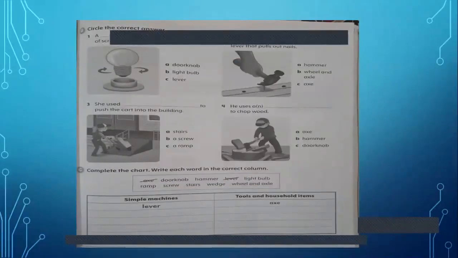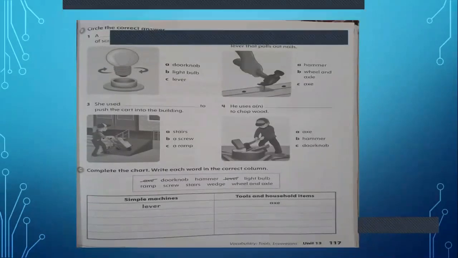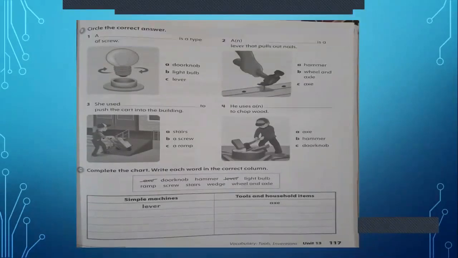So girls, over here you see that these are simple machines and tools and household items. As I told you yesterday, simple machines are the machines that need force to make them work. And tools and household items are those which we use in our houses, okay? So we will start with the doorknob. What is doorknob? Doorknob is a machine or tool and household item.